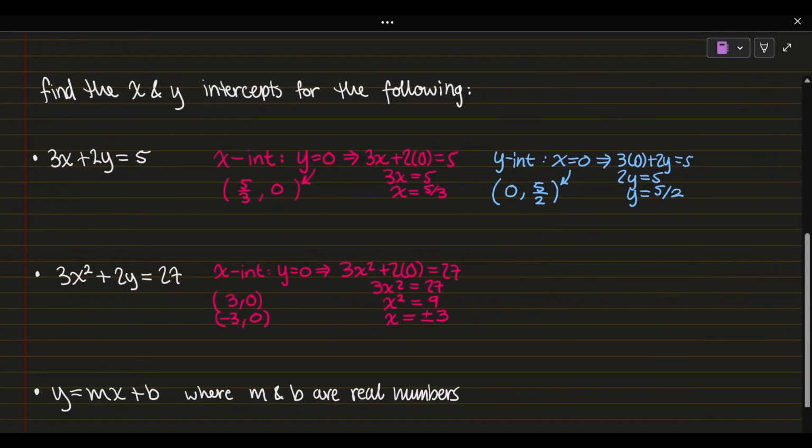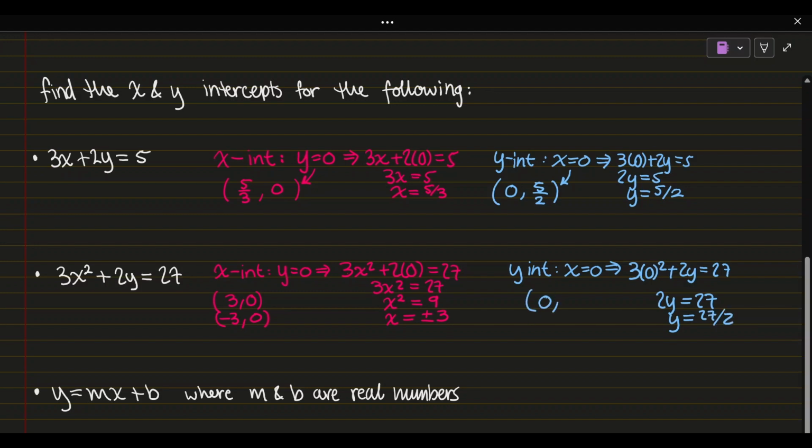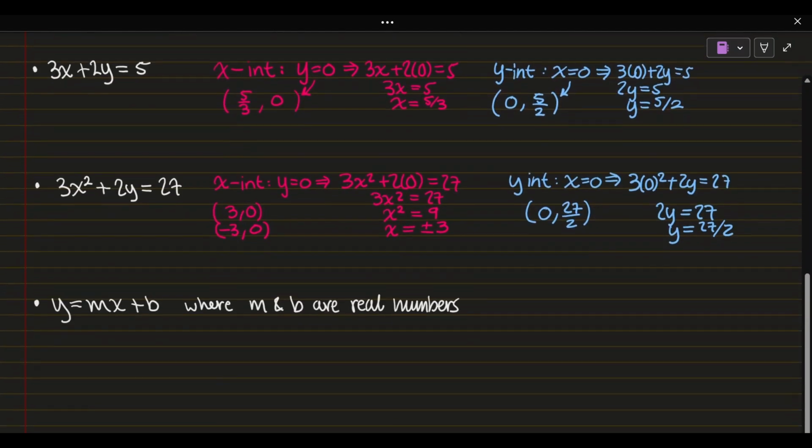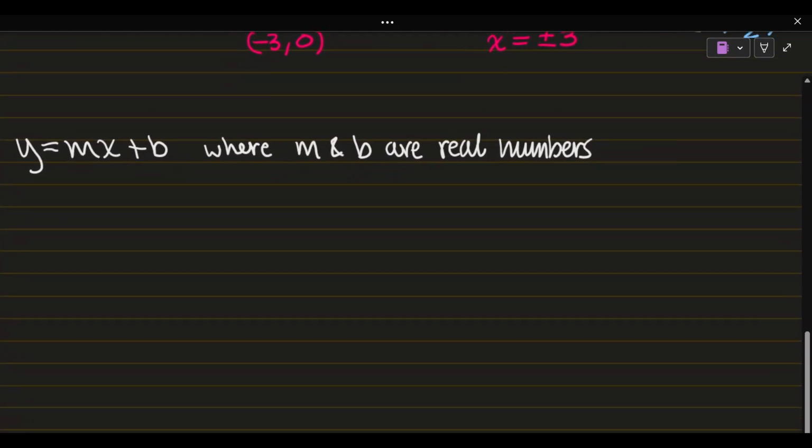Now to find my y-intercepts, I set x equal to 0. If I want to find my y-intercepts, I need x to be equal to 0. That means I have 3 times 0 squared plus 2y equals 27. So this just tells me that 2y is equal to 27. I can divide both sides by 2 and get y is equal to 27/2. So my y-intercept is going to be 0, 27/2.